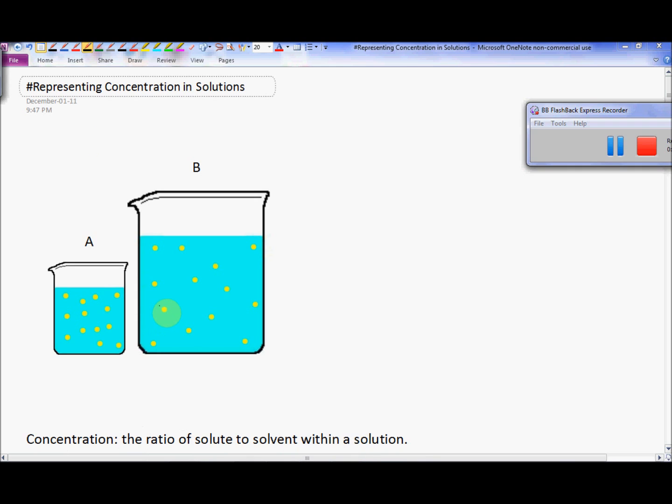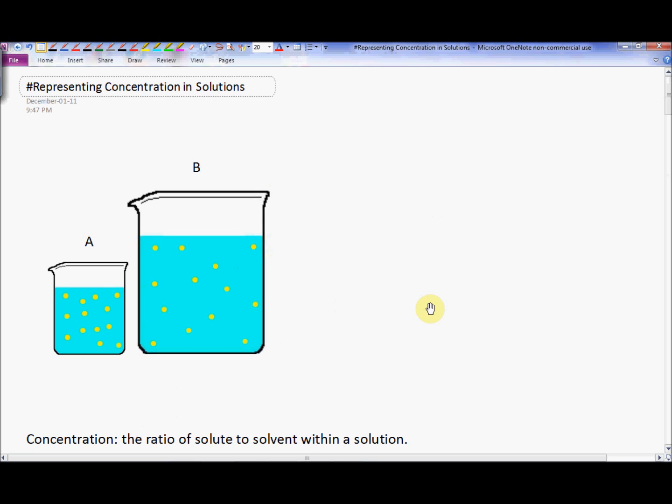So here we have two pictures of solutions, and we've got solution B, we've got solution A, and you can see that solution A seems to have a few more of these yellow dots tucked in there among the, looks like it's an aqueous solution, so tucked in there amongst the water, whereas solution B here, its dots are much more spread out. So it seems that solution B has a low concentration, solution A has a high concentration.